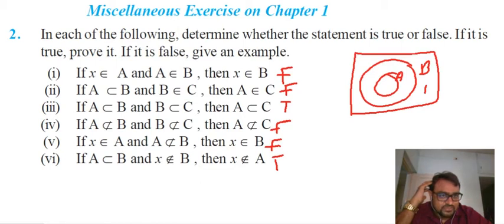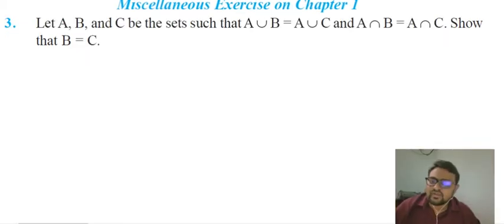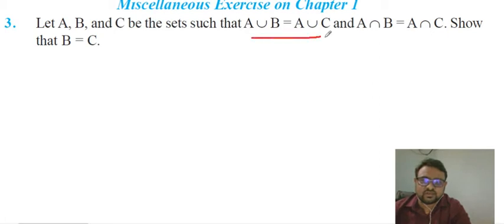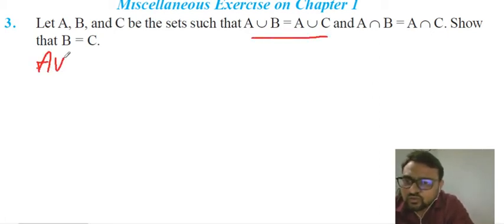Now let's move to the next one, that is question number 3. Question number 3: let A, B, and C be sets such that A union B equal to A union C and A intersection B equal to A intersection C. Now you have to show that B equal to C. So we will start from the first one, that is A union B equal to A union C. It's given that. Okay, so I write it down: A union B equal to A union C.